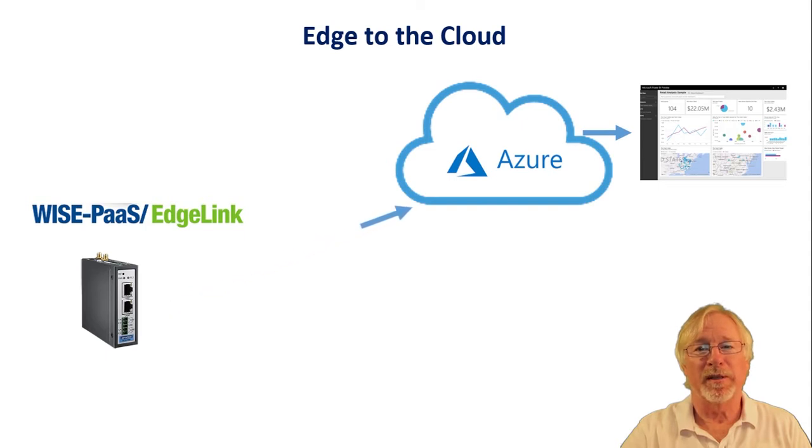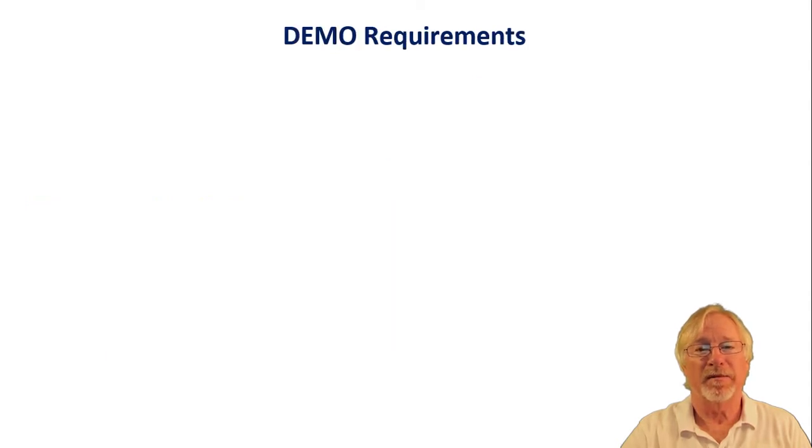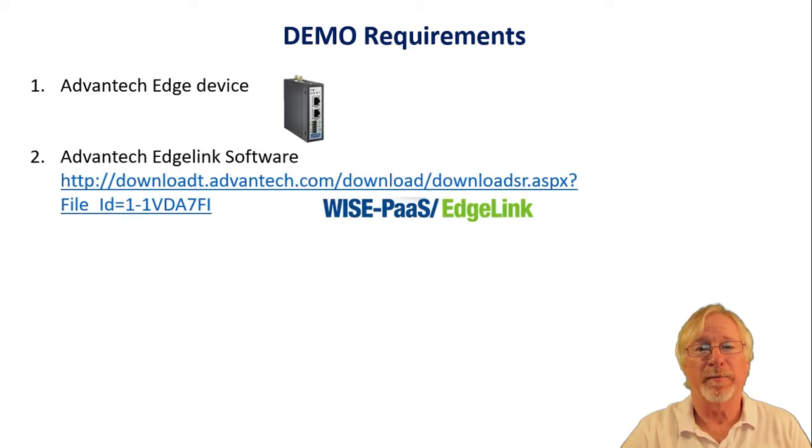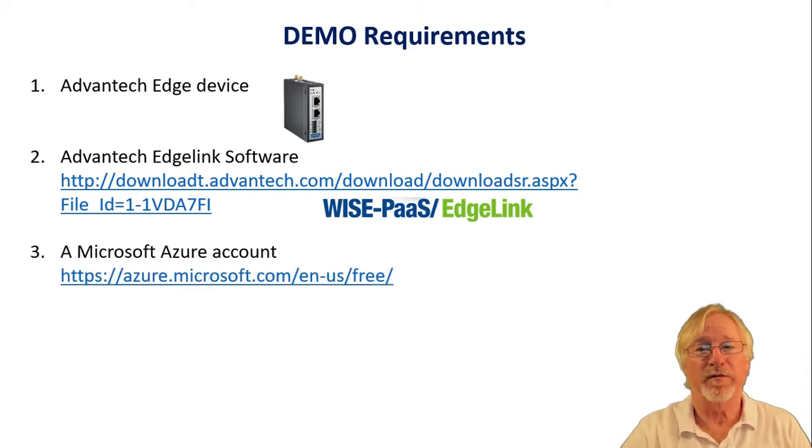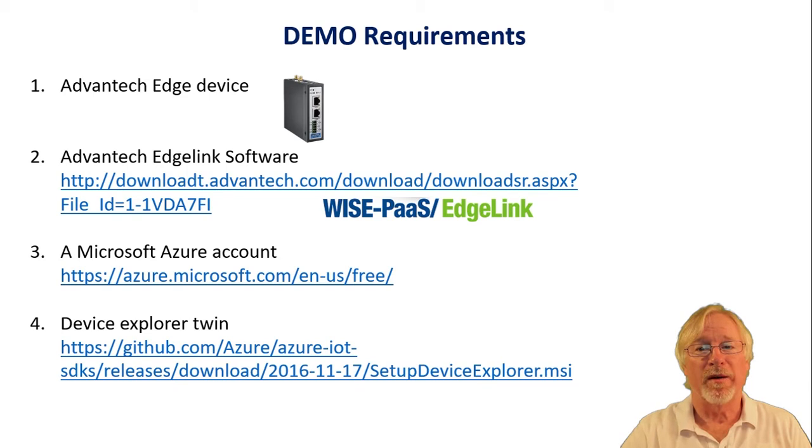In order for you to be able to complete this task, you will need several items: an Advantech Edge device, Advantech Edgelink software to configure the Edge device, a Microsoft Azure account. Azure offers free accounts for up to 1 year for some services. An open source program called Device Explorer Twin, which will allow us to verify data pushing through the shared access connection. And finally, a Power BI setup. I will be using the Power BI through Advantech Corporate Office 365 subscription.